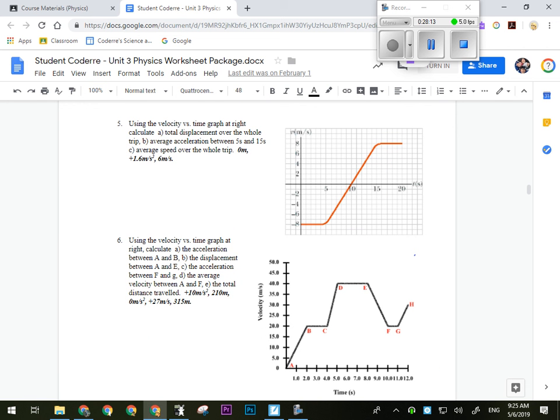Don't worry about the curves on here. Just imagine that these are straight. I just couldn't find a graph where they were straight. So don't worry about the curves. Just imagine it's perfectly straight. So that straight line there would go straight to 5 seconds, and then go up to 15 seconds here. So just imagine it's all straight.